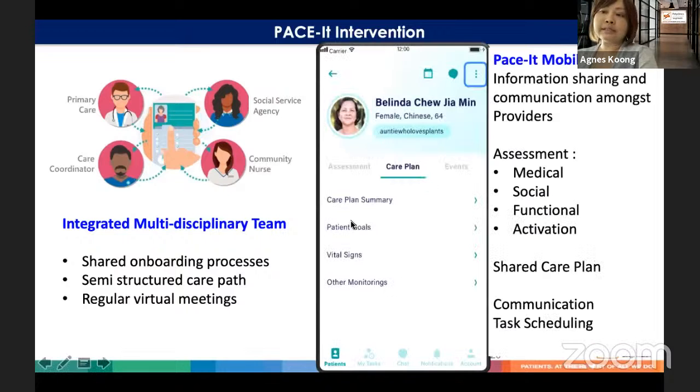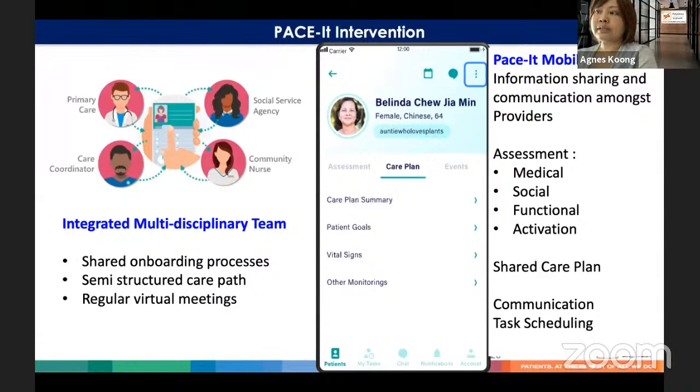Right, as well as the next bit of the intervention, which is the mobile application that we developed. And this is the communication platform that allows information sharing amongst the four providers. So this is where we organize the information that we collect. We also have access to the care plan that we come together to deliberate and prioritize after we've collected the information. So this tool also allows the care providers to communicate using the chat function, as well as task schedule. And so it allows for coordination of care as well.